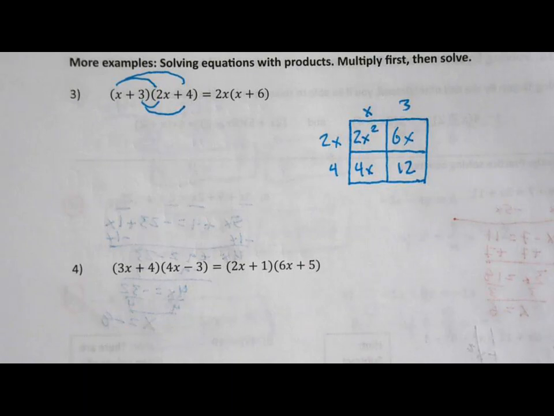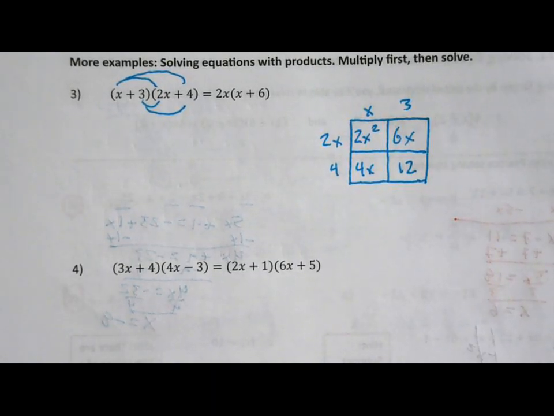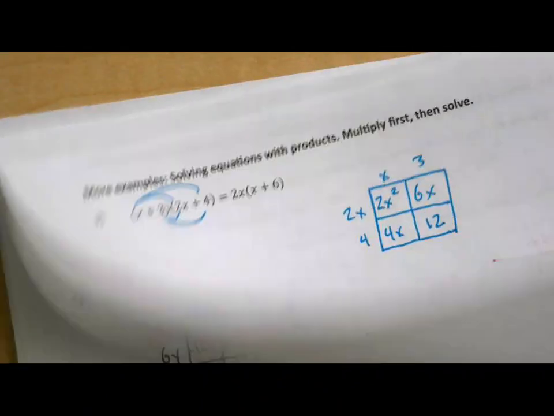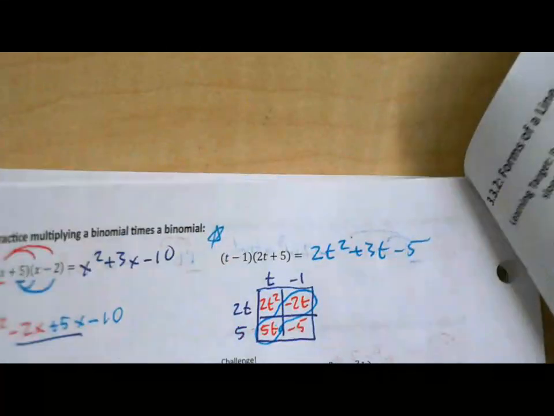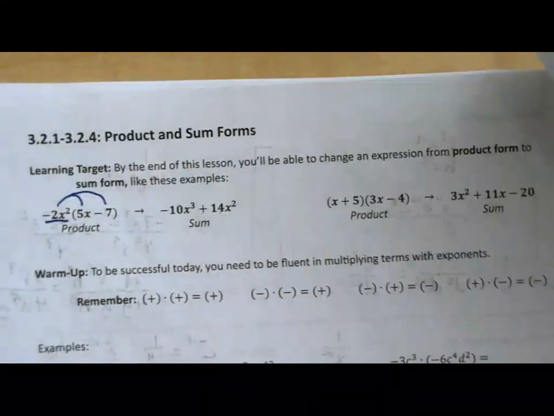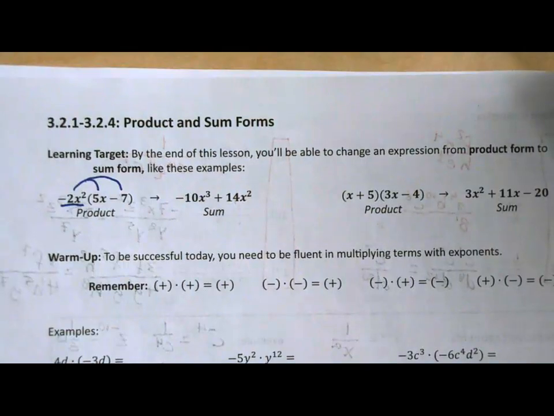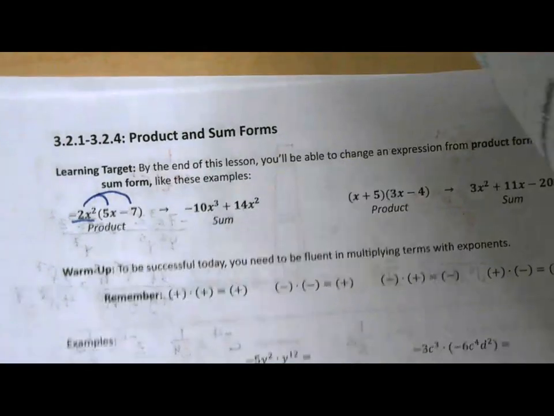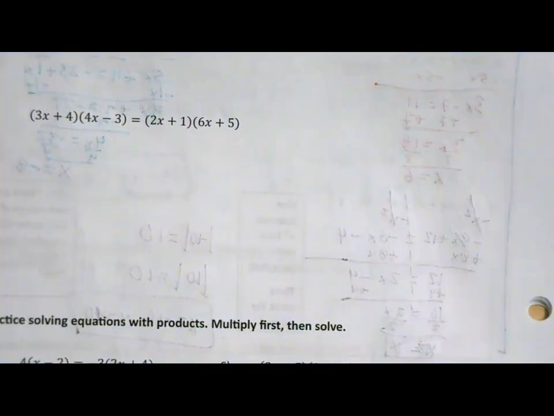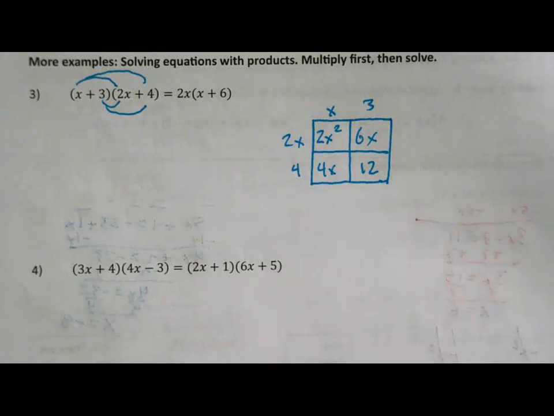Now, if you're not sure what I'm doing here, could be that you missed this lesson. This is the week before Thanksgiving. So either get my attention later on, or I recorded it, of course, so it should be on the playlist. If you want to check and see if you were here, the lesson was this one, the 3.2.1 to 3.2.4 product in sum forms. We practiced doing the box, and some of you really latched onto that double distribution thing.